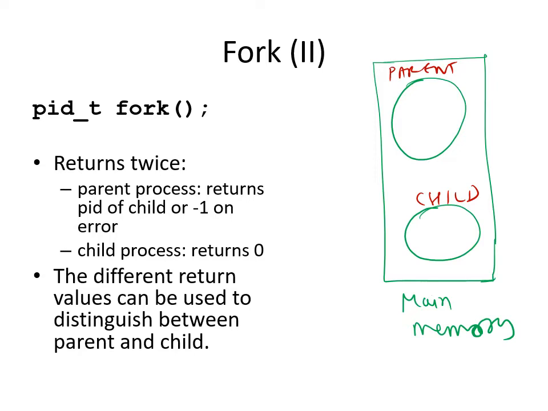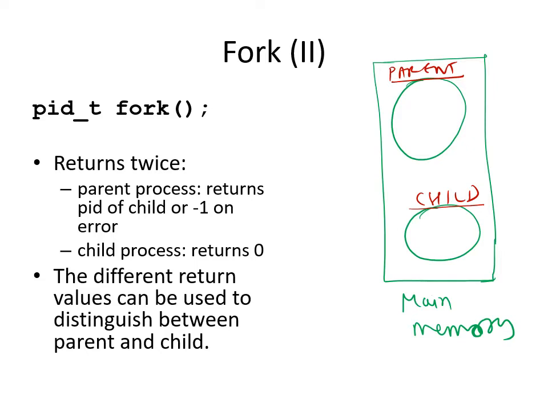So let's assume this is the main memory, and this top bubble, circle over here, represents the memory addresses allocated to the parent process, and this bottom bubble represents the memory addresses allocated to the child process.